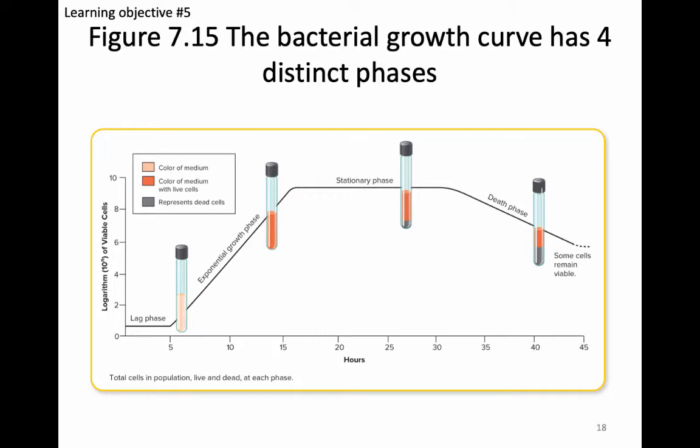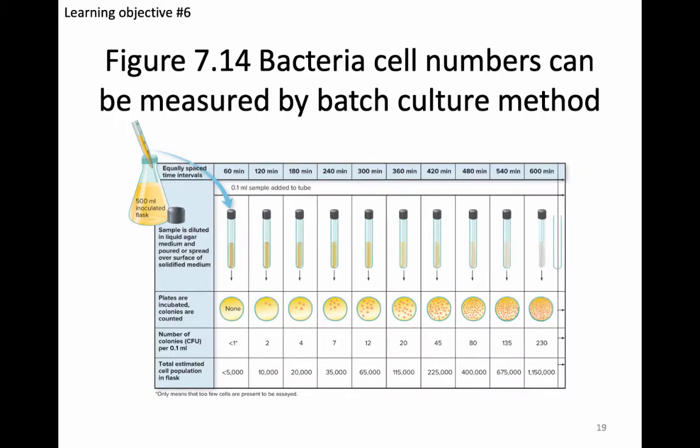And then the fourth phase is the death phase, which represents a decrease in cell number. So the number of cells dying is greater than the number of cells replicating. And so we have the straight line going down. And since we're on a logarithmic scale, the straight line tells us that the death rate is constant in this culture. So if you put bacteria in a culture, they will go through each of these 4 phases. The timing for each phase will depend on the bacteria culture that you're growing.